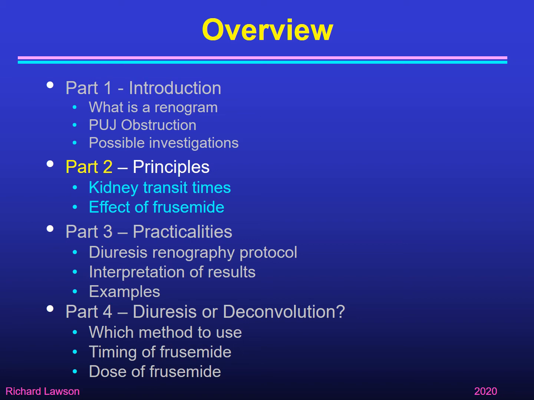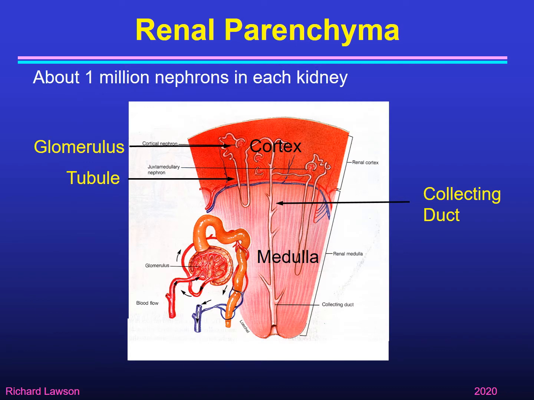In particular, I'm going to discuss kidney transit times and describe the effect of Frusemide on those transit times. So if we're talking about renal transit times, let me remind you of the system that we're talking about. Each kidney is made up of about 1 million individual nephrons, which are the functioning units of the kidney, located in the cortex and the medulla, which are together called the renal parenchyma.